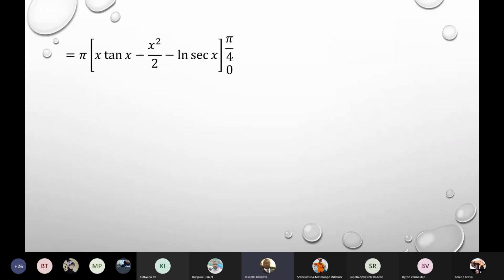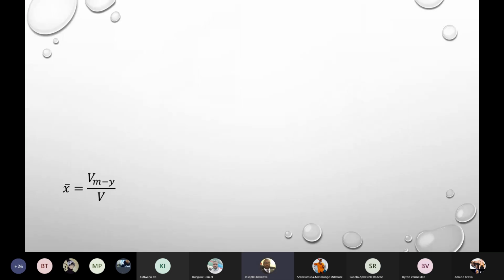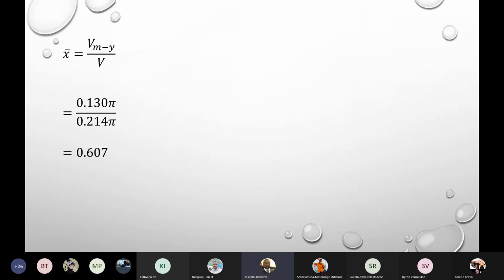Then we get our answer 0.13 pi. And then from there, we find our volume moment. Okay, so this is module 2. If you want me to go back to any slide, please tell me. If you have got any questions, tell me as well. I'll leave it on the last slide for example 2.